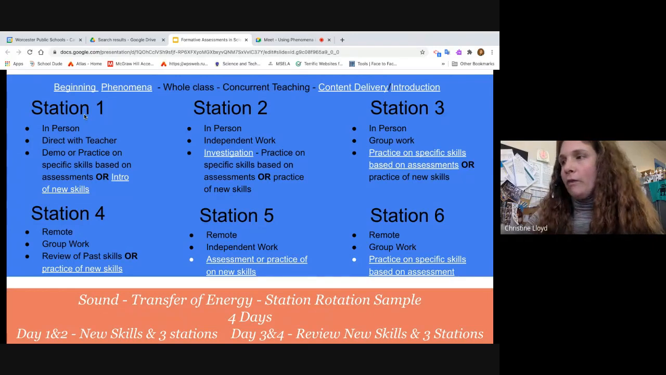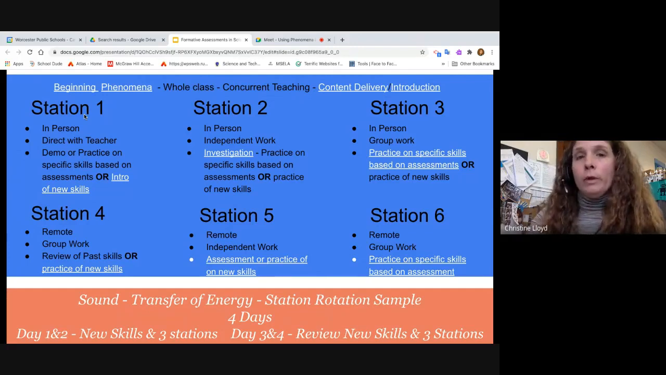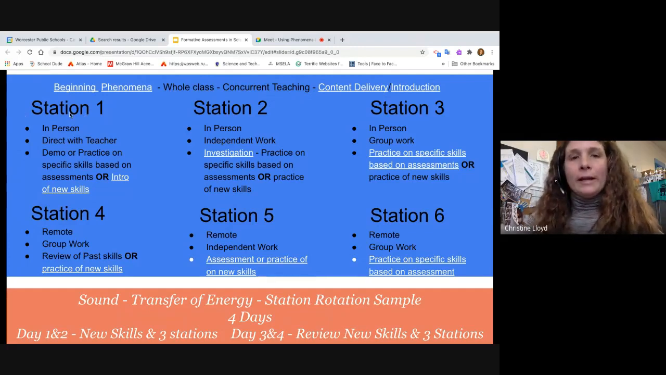A. They're in front of me in the classroom right now. And then Gina and Leanne, you're in cohort B. You're at home remotely. Those people who are in the classroom with me for those 2 days are going to do stations 1, 2, and 3. They're going to do a demo with the teacher. They're going to do an intro of new skills with the teacher.